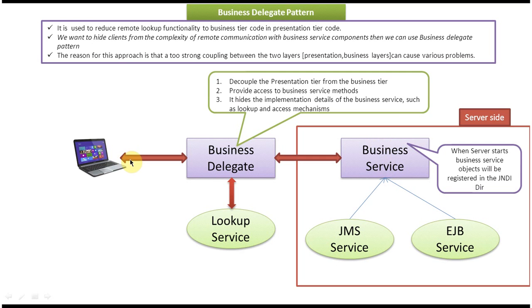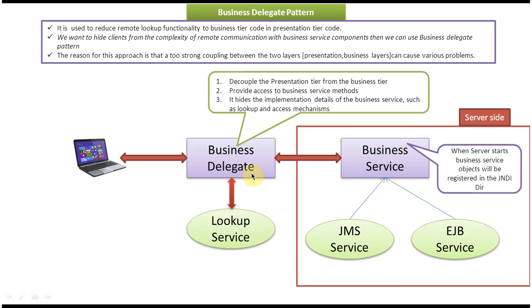Suppose some business service lookup method is written in the presentation tier. Then whenever some changes happen on the business service side, we have to make changes in the presentation tier. So the coupling will be more, and it will create a lot of issues. To avoid this, we have introduced the business delegate component between the presentation tier and the business service.